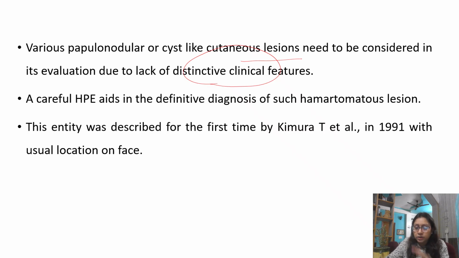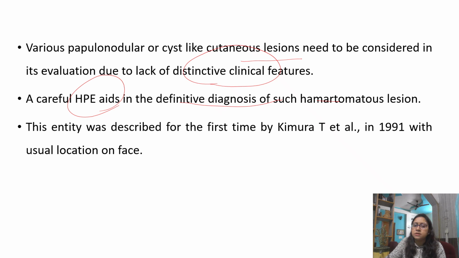See, there is no boundary or definite criteria clinically which will tell you that yes, this is the diagnosis. So you have to go for biopsy, that is histopathological evaluation, which will aid in the definitive diagnosis of such a hamartomatous lesion.